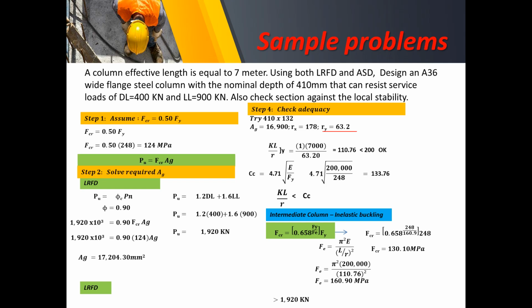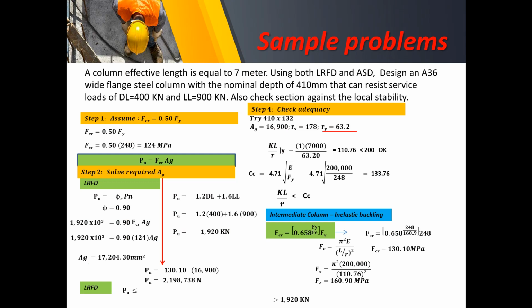Once we have that Fcr, we compute our nominal strength by multiplying it by our gross area. I think this should be 16,900. So we come up with 2,198,738 newtons.